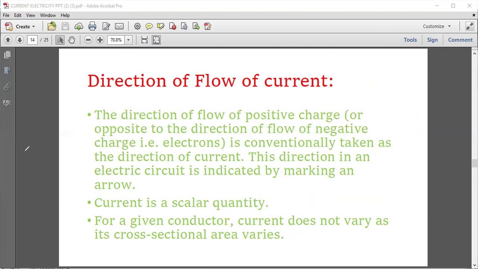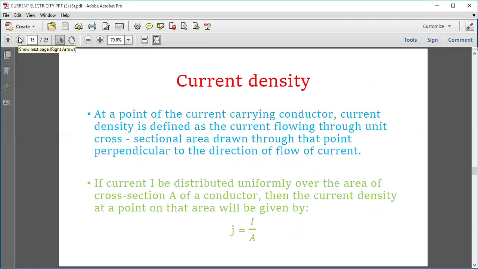Now the next topic in this is current density, which I will begin in the next lecture.